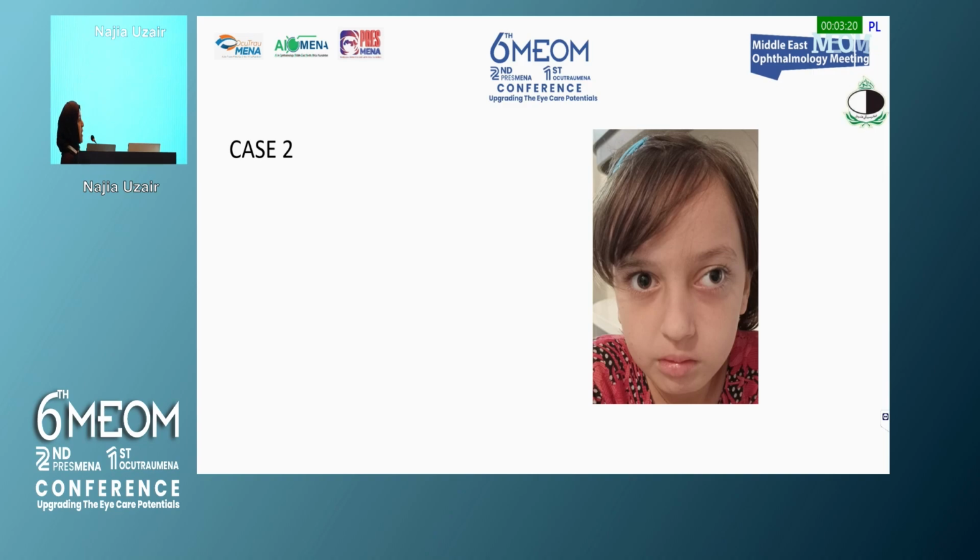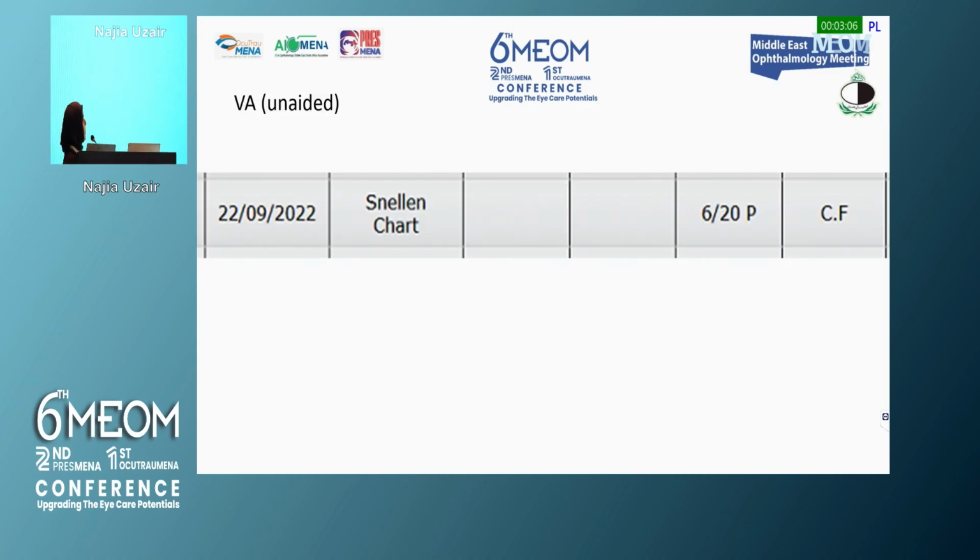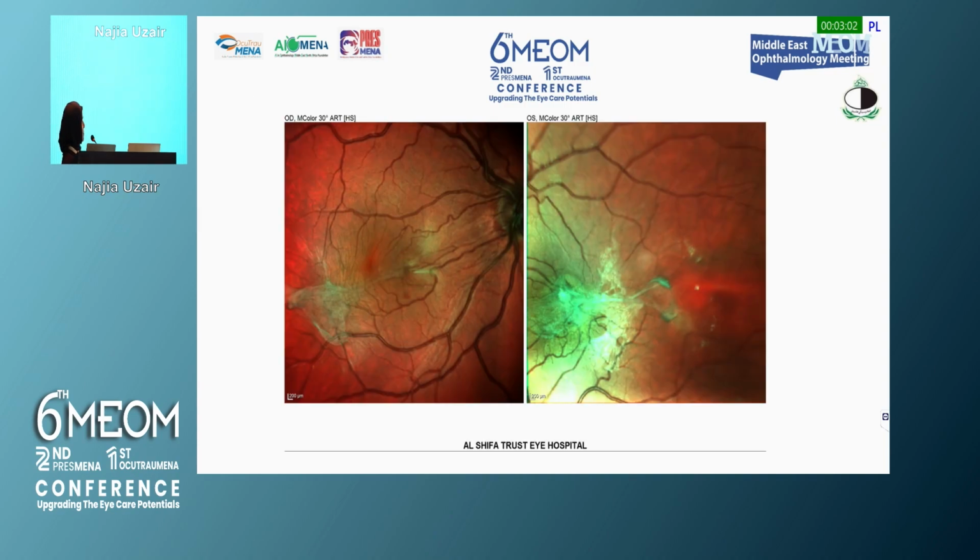Our case 2 is this pleasant looking 6-year-old girl who presented with bilateral, gradually progressive decreased vision in both her eyes, more in the left as compared to the right, for about 1.5 years. She also had complaints of an outward deviation of the left eye for about 1 year. Visual acuity in the right was 6/20 and in the left it was counting fingers.